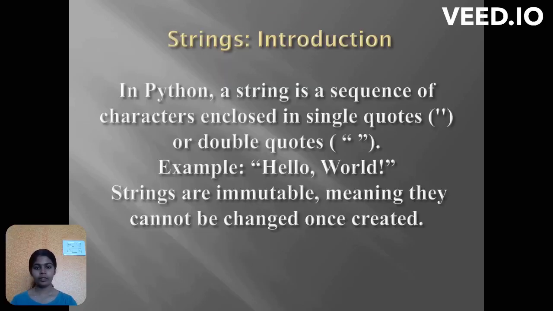Moving on to the topic, strings and its introduction. In Python, a string is a sequence of characters enclosed in single quotes or double quotes. Example, "hello world" is enclosed between double quotes, hence it is considered as a string. Then strings are immutable, which means that they cannot be changed once they are created.